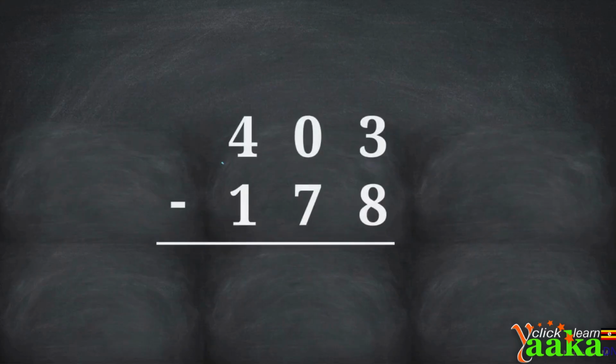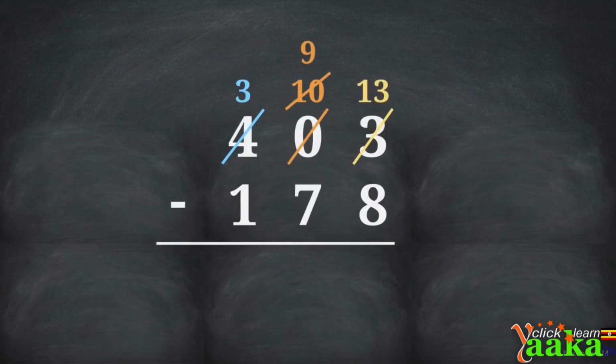Here is the first step. We take 100 from the 4, leaving 3. That 100 becomes 10 tens in the middle column. Now the tens column has something to give. We take 1 ten away, leaving 9, and move it to the ones column, turning the 3 into a 13.